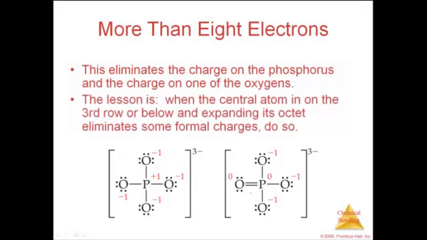So for a central atom in the 3rd row or below, an expanded octet eliminates some formal charges. And by formal charges, again, we're talking about just that calculation. It's not an actual charge, but it's the formal charge calculation we talked about a couple slides earlier. We want that central atom to have a 0.